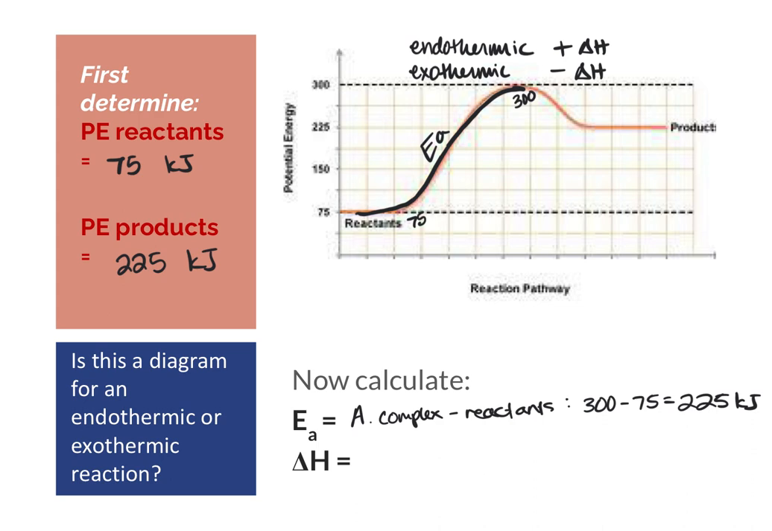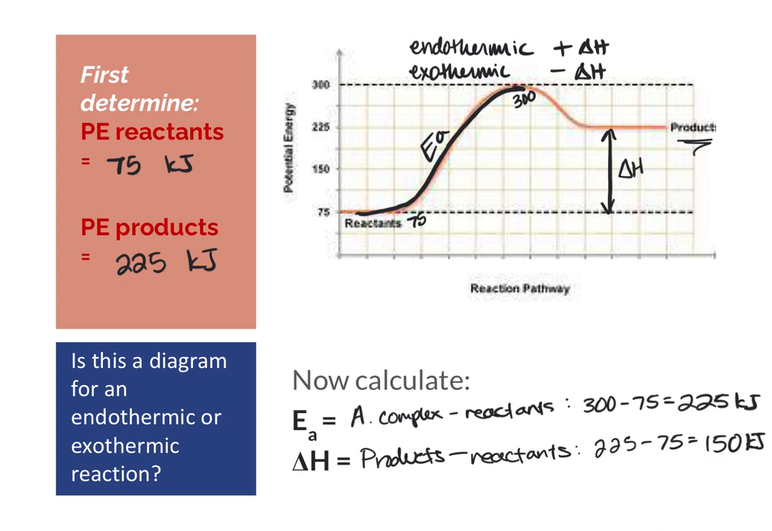The delta H is going to be the difference in energy between my products and my reactants. So I'm going to take the energy of the products minus the reactants, which in this case is 225 minus 75, which gives us a value of 150 kilojoules. And it's positive because I have to put energy into it, and my products end at a higher energy than my reactants did. So that means this is an endothermic reaction where I'm putting energy into it.